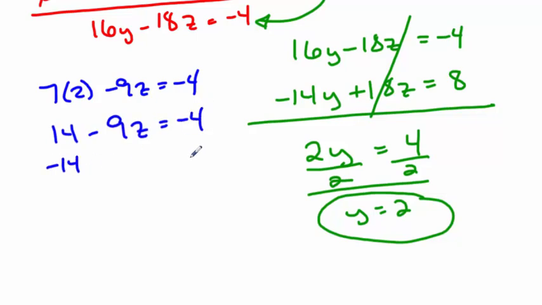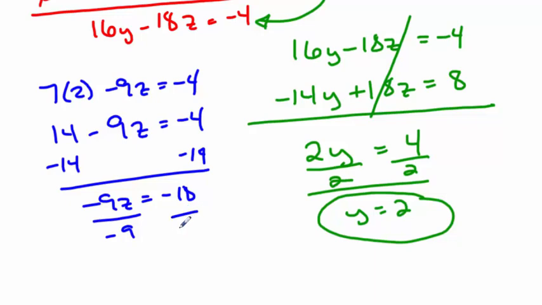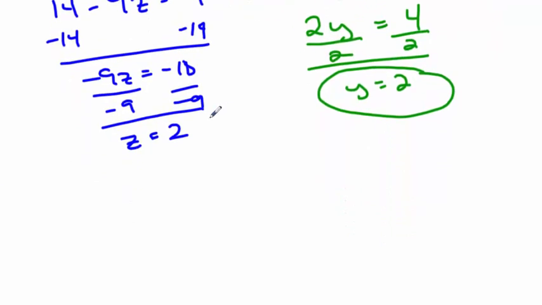Subtract 14 from both sides. That's negative 9z equals negative 18. Divide by negative 9. We're going to get a z value of positive 2. Now I know two of my variables. Y is 2 and z is 2.